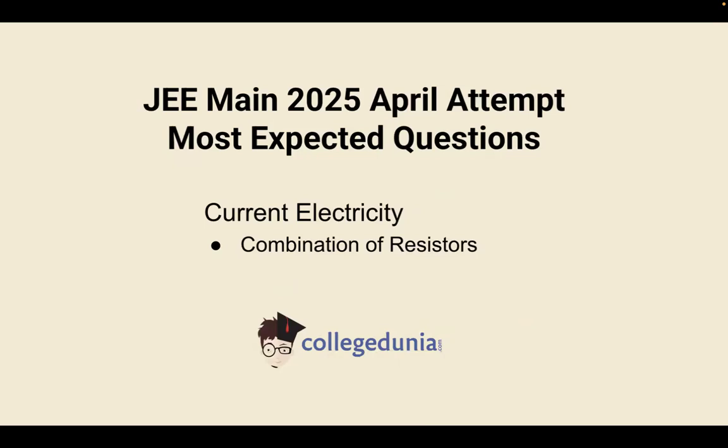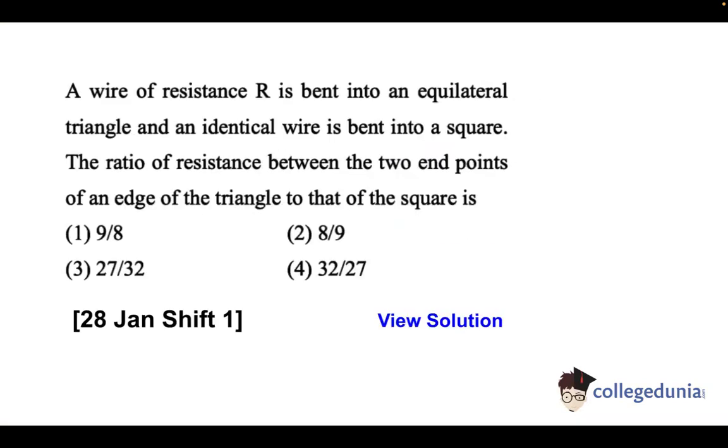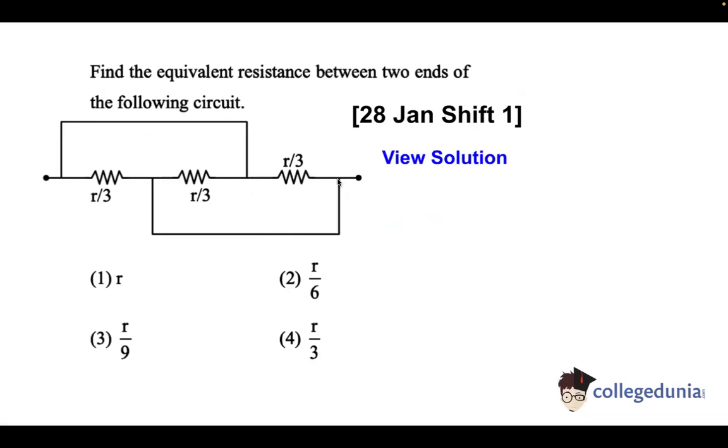Then we have another topic, which is current electricity. And the combination of resistors is a very important topic. See, it was an integer based question, and you need to write the integer value. So here a circuit is given, and if you just know the basics of parallel and series resistance, then you would be able to solve this very easily.